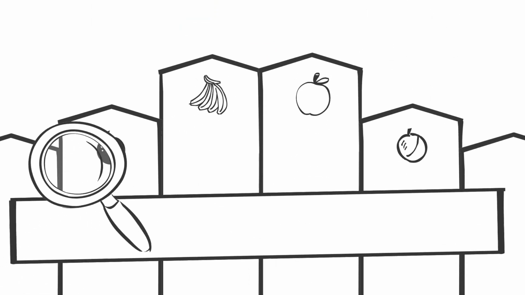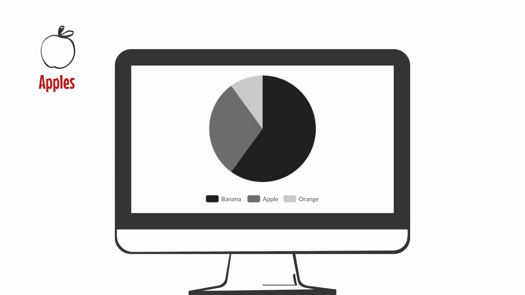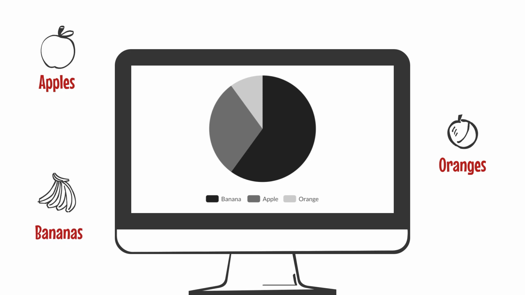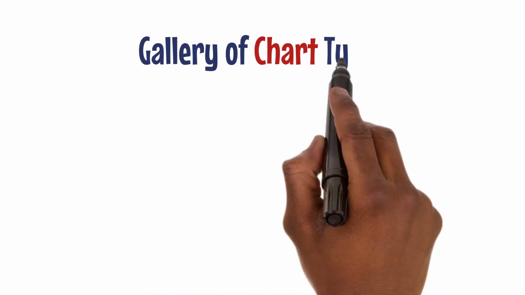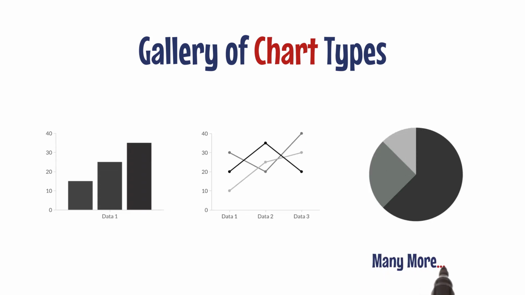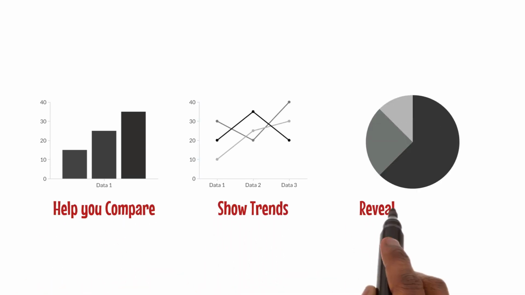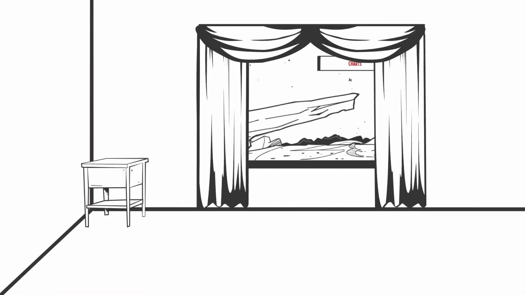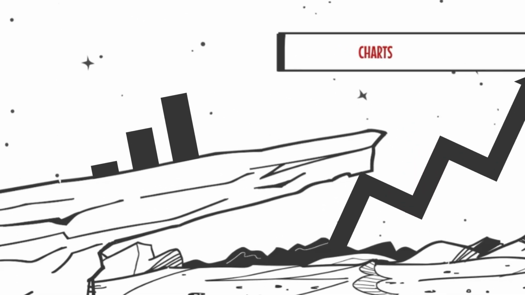Just imagine you are tracking your favorite fruits. A pie chart can showcase the proportions of apples, oranges, and bananas in a fun and colorful way. There's a whole gallery of chart types: columns, lines, pies, and many more. The columns help you compare, lines show trends, and pies reveal proportions. Charts are like windows to another world of data storytelling.